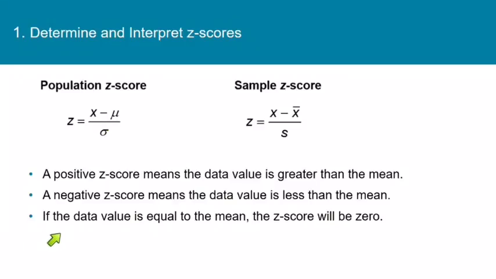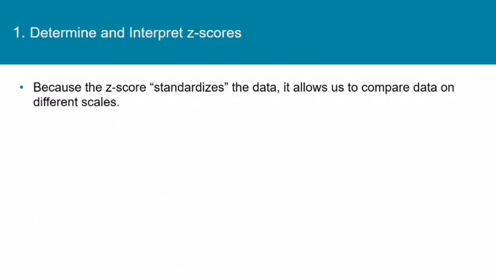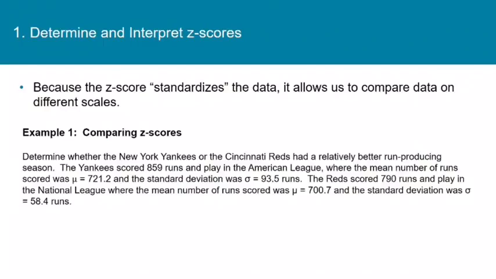And finally, if the data value is equal to the mean, the z-score will be 0. So think about plugging in a number here that's equal to mu. Then mu minus mu would give you 0 for the top, and 0 divided by whatever the standard deviation is would give you 0 as a z-score. Now, because the z-score standardizes the data, it allows us to compare data that's on different scales.